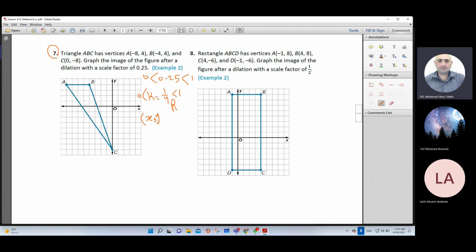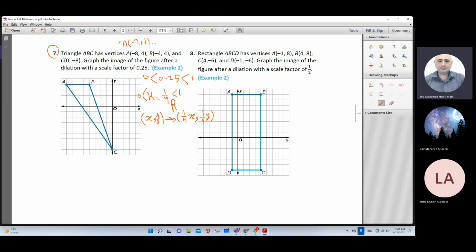(x, y) the dilation will be k times x, which means 1 over 4 times x. Now, A prime: 1 over 4 times x means x divided by 4. The x here is minus 8. Minus 8 divided by 4 will be minus 2. And 4 divided by 4 will be 1.